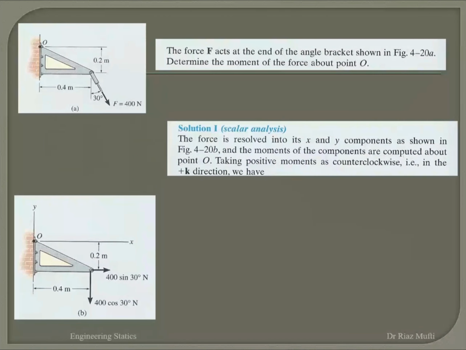Determine the moment of the force about point O, given that the force F x is applied at the end of the angle bracket shown in the figure. So we've got a force being applied. We looked at this before, but let's look at it again. We want to find the moment at this point.